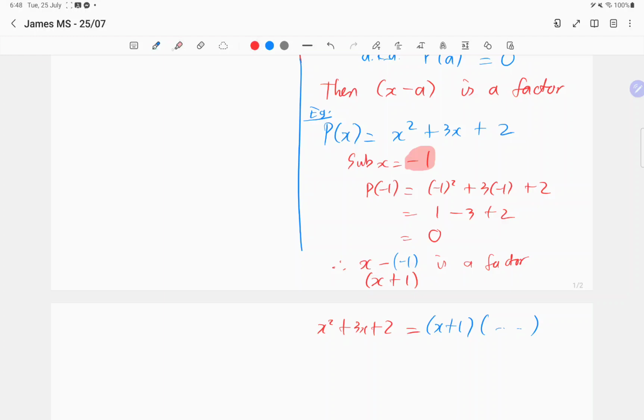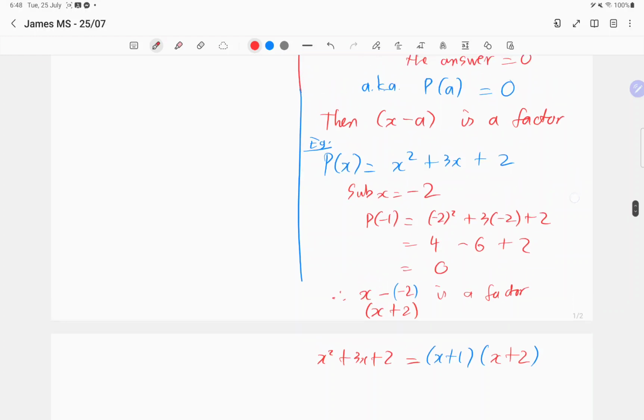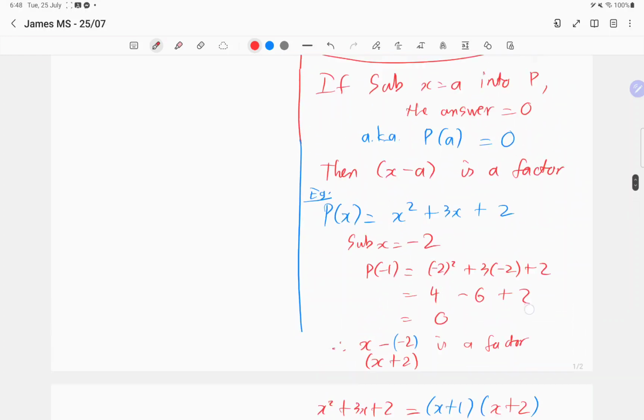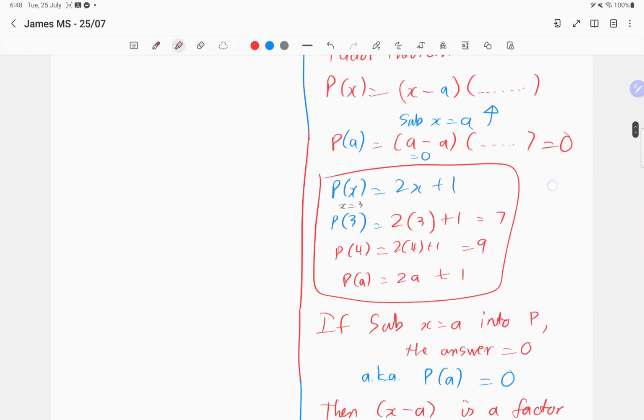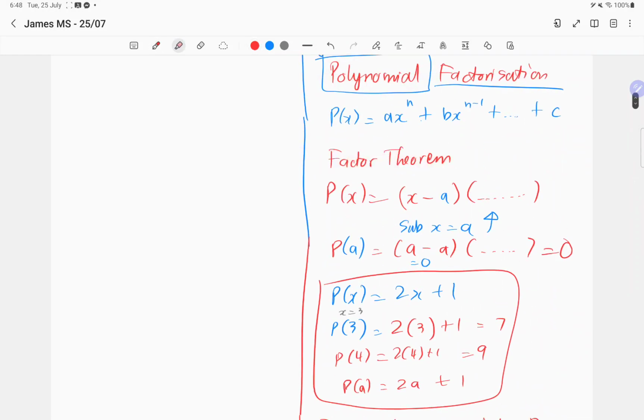Let's say if you substitute -2 in here, we'll redo these steps. That'll be 4 minus 6 plus 2, which is 0. Then yes, x minus -2, or x plus 2, is a factor. And because x plus 1 is a factor and x plus 2 is a factor, then it must be factorizable in this way. What content is this? This is the math methods content, factor theorem. So the name of this technique is called the factor theorem.